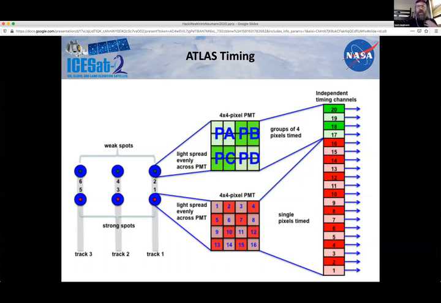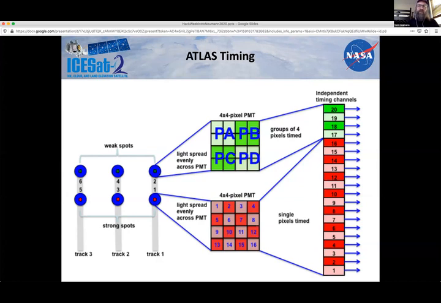Down below is how we separate and spread the light for the strong spots. For the strong spots, we're using each of those 16 detector elements individually. And so for the strong spots, each of those 16 elements support 1 independent timing channel. So there's 16 timing channels for a strong spot and 4 timing channels for a weak spot.